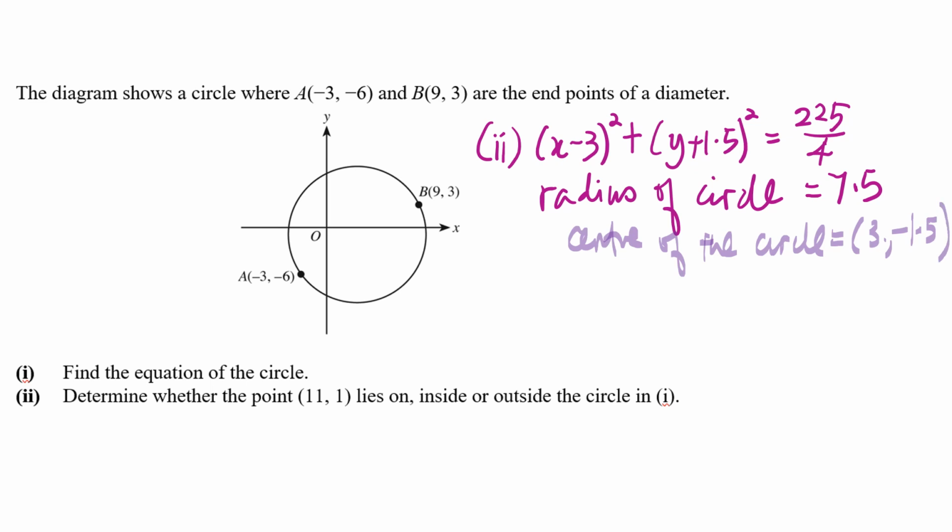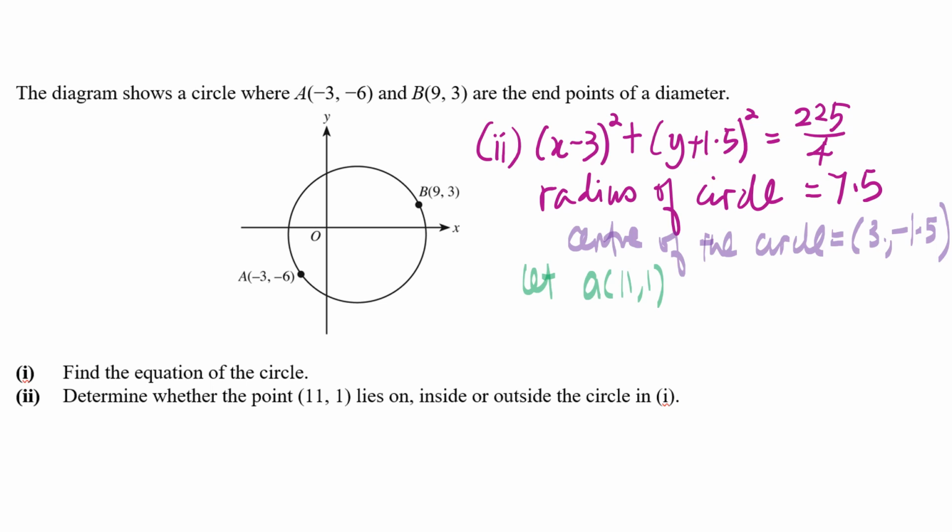Alright, so for part 2, you're given a point. We're going to call this point A. Our job is to determine whether this point A lies on the circle, inside the circle, or outside the circle. Alright, so besides some properties of the circle, one of them is the radius of the circle that determines the size of the circle.